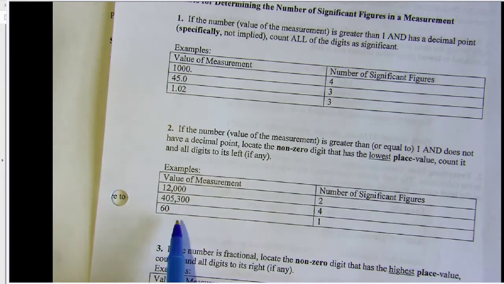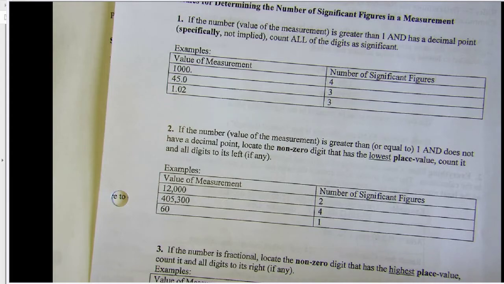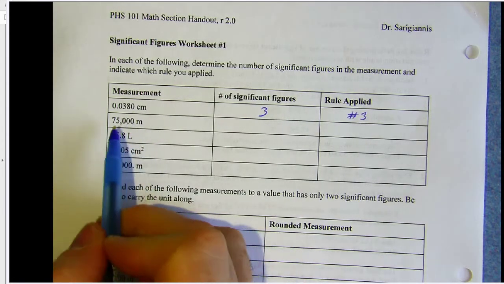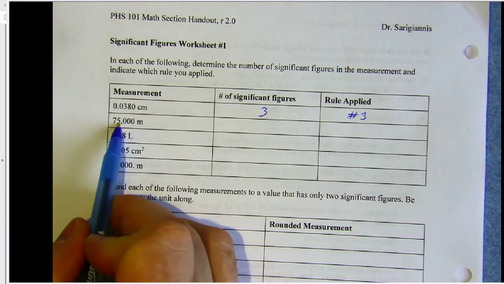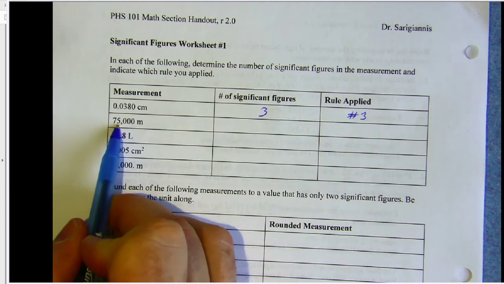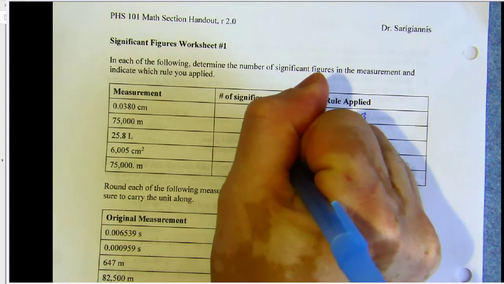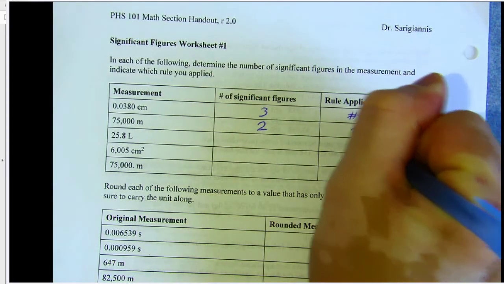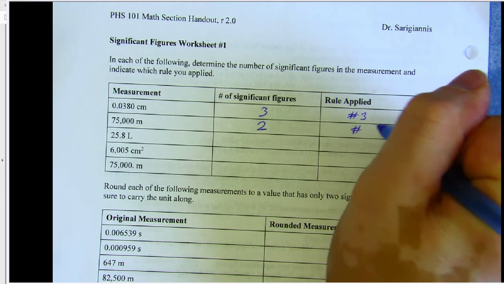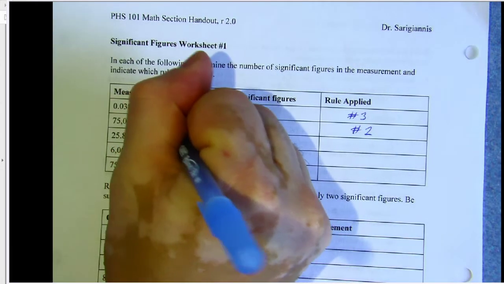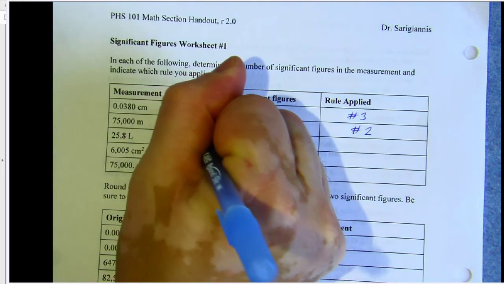Locate the non-zero digit that has the lowest place value and count it and all the digits to its left. So the lowest place value non-zero digit here is the 5. And so we've got 1, and then to the left is 2. So we've got 2 significant figures, and that's rule number 2. So just notice here, no decimal.